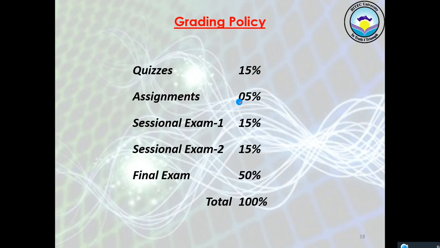So, quizzes, we will be having 3 quizzes, 1 quiz from sessional 1 and 1 quiz from sessional 2, and there will also be a quiz from the final exam as well. So basically this is your 2 credit hour course, and we will have 3 quizzes. Each quiz will be of 5%.